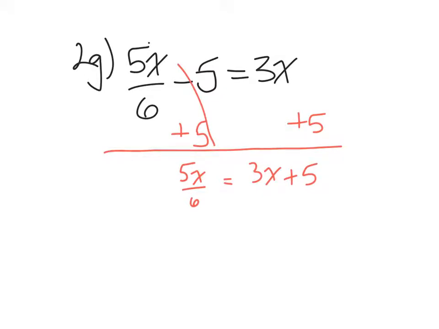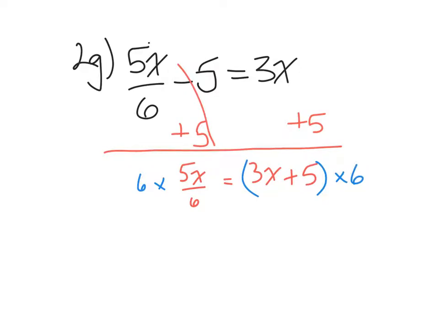My next step is I'm going to now get 6 and move it over to the other side. So I see that my denominator right here is 6. I know that the operation between 5x and 6 is division, so I'm going to do the opposite, which is multiplication. I'm going to multiply by 6. I'm going to multiply this whole side by 6. So everything over there is multiplied by 6.